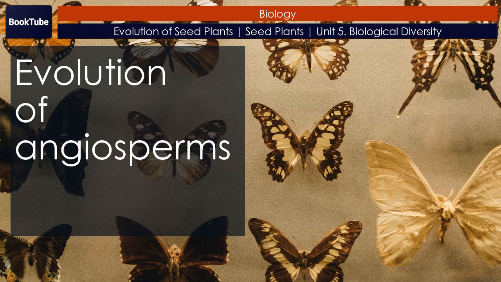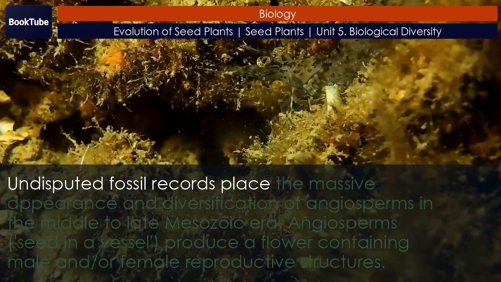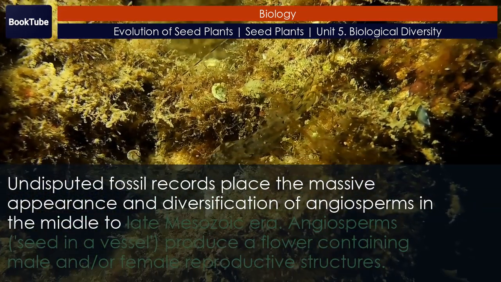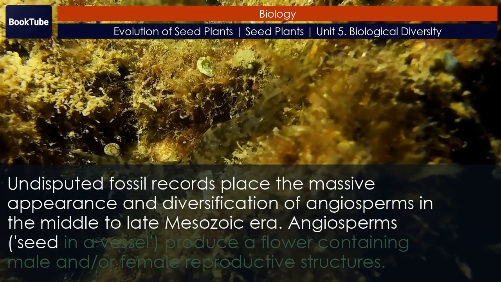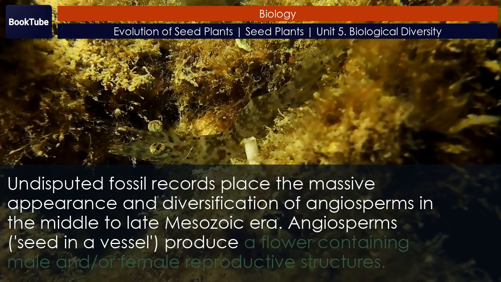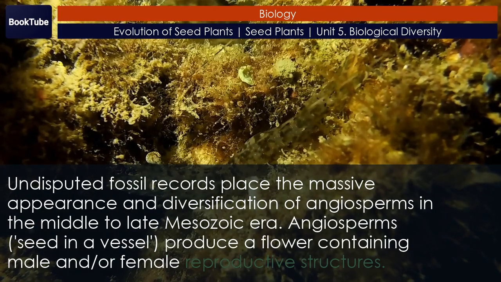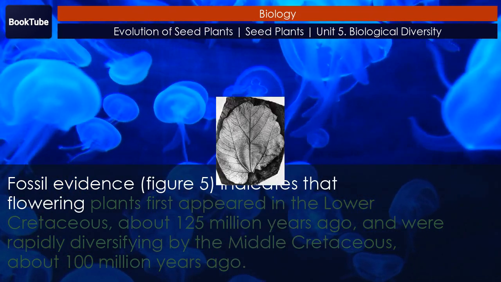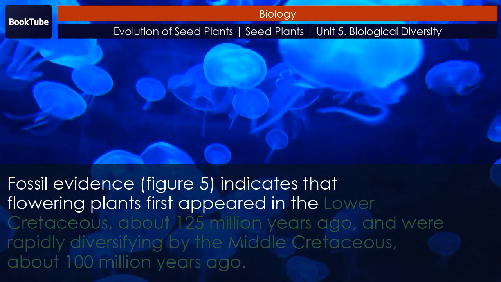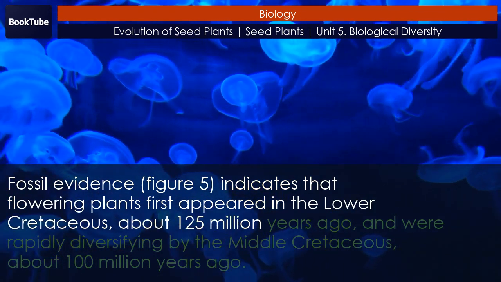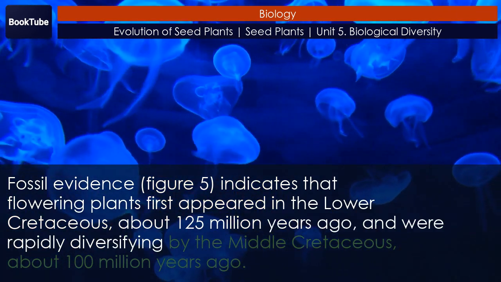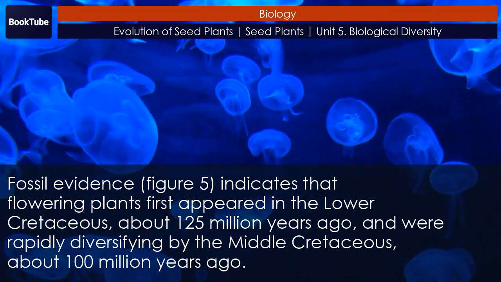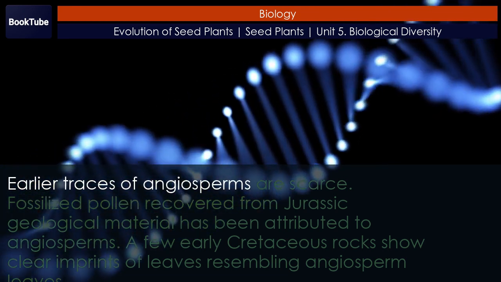Evolution of angiosperms. Undisputed fossil records place the massive appearance and diversification of angiosperms in the Middle to Late Mesozoic era. Angiosperms, "seed in a vessel," produce a flower containing male and/or female reproductive structures. Fossil evidence, figure 5, indicates that flowering plants first appeared in the Lower Cretaceous, about 125 million years ago, and were rapidly diversifying by the Middle Cretaceous, about 100 million years ago. Earlier traces of angiosperms are scarce.